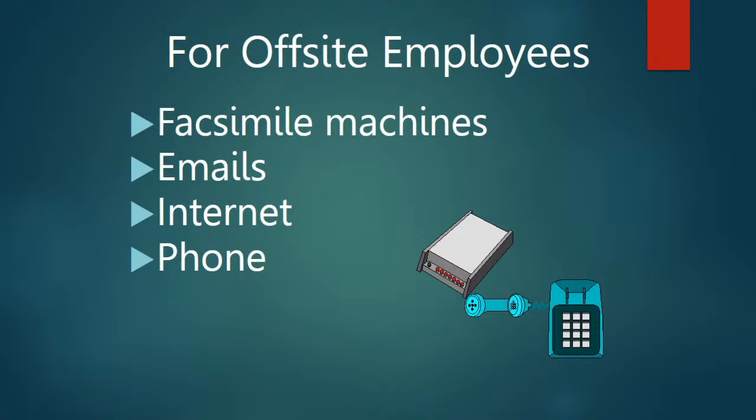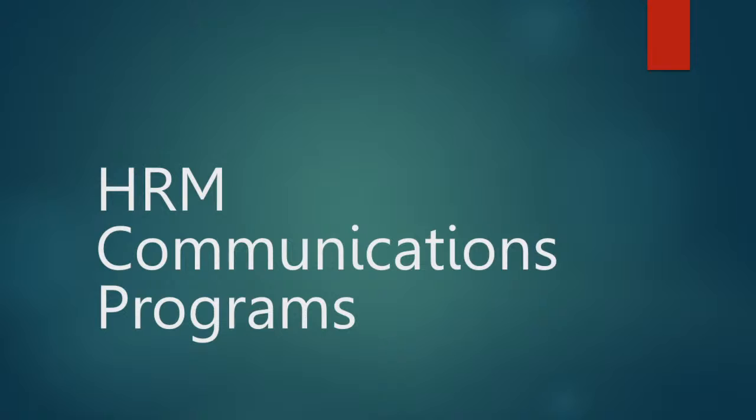Now, for employees who are not on site within the organization, we can use the other methods. Facsimile machines like faxes can be used to convey the information. Emails, internet as well as the phone can be used to convey the information to the employees who are not lying within the organization or who are outside the organization.